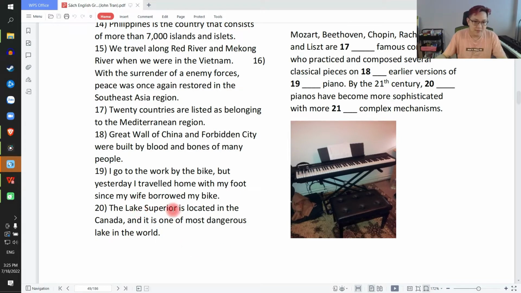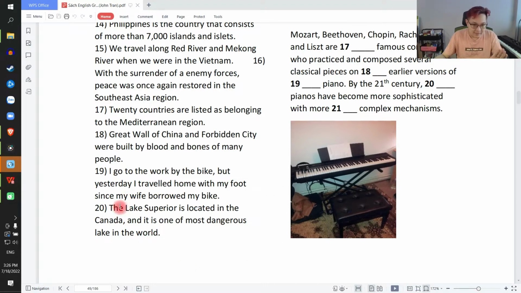So Lake Superior is located in Canada, and it is one of the most dangerous lakes in the world. So once again, country, no the, no article. Đất nước không mạo từ. And one of the most, because here it is a superlative adjective. So one of the most, tính từ so sánh nhất nè. One of the most dangerous lakes in the world.